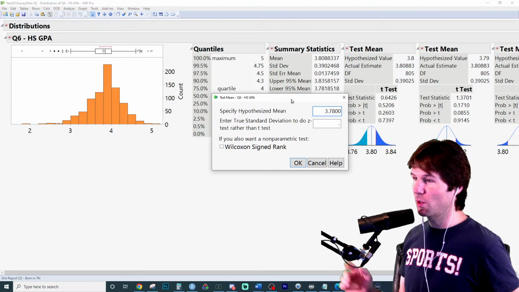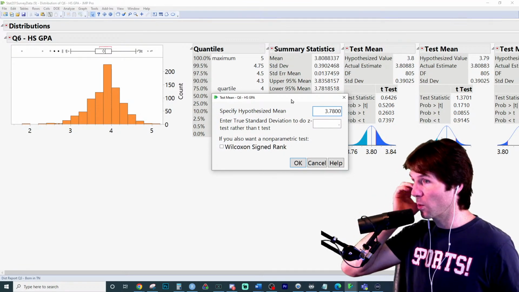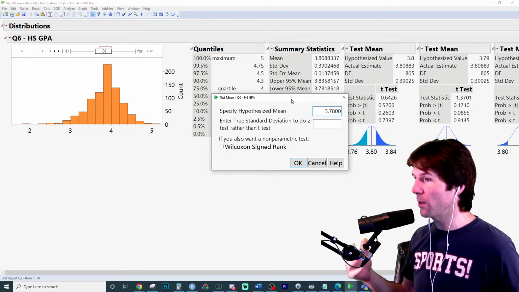Last question right here, and then we're going to switch topics. Or let me know if you have any other clarifying questions on this. 3.780. So we're testing that value for the mean. Is that believable or not believable?